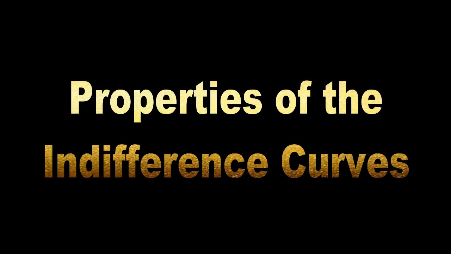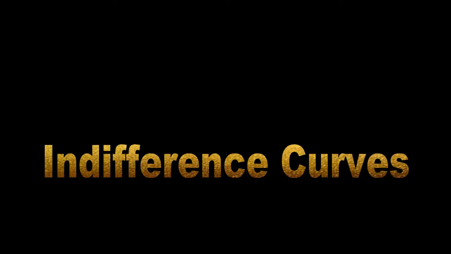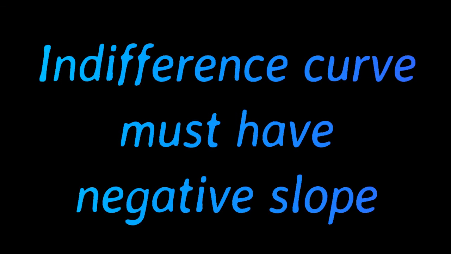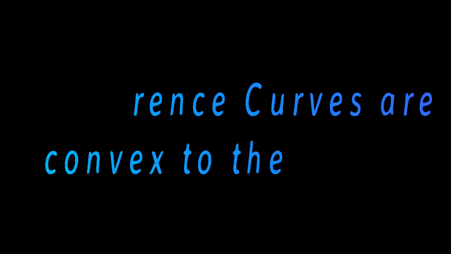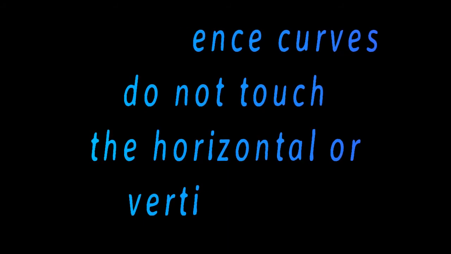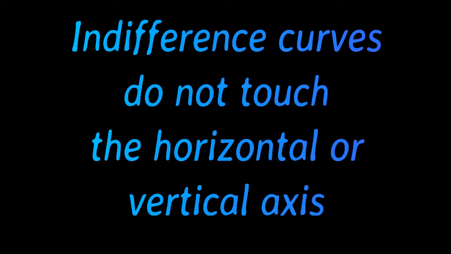Next, the properties of the indifference curve. An indifference curve is subjective and unique to each person. Some common properties of the indifference curve: first, an indifference curve must have a negative slope. Second, indifference curves are convex to the origin. Third, indifference curves cannot intersect. Fourth, indifference curves do not touch the horizontal or vertical axis.